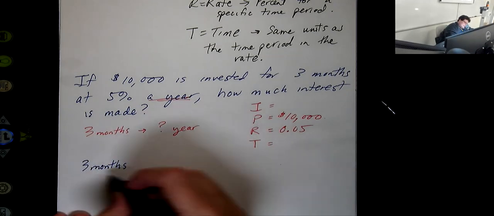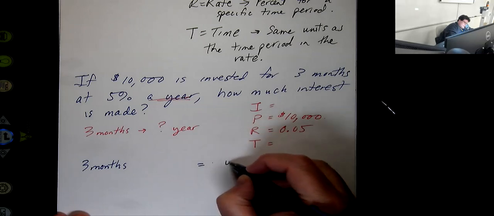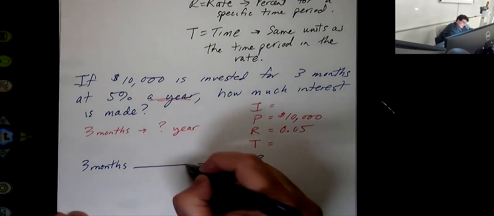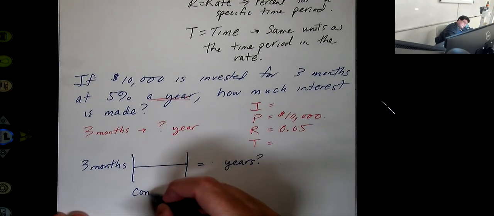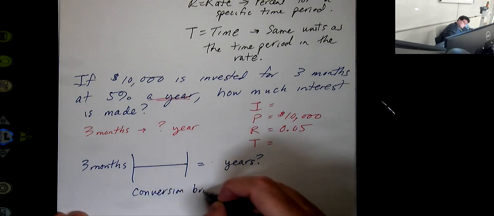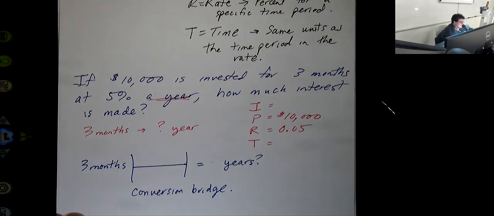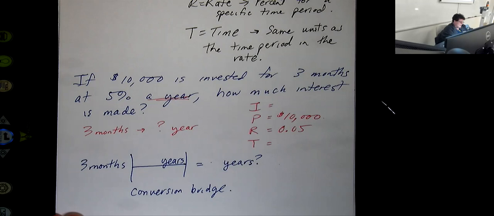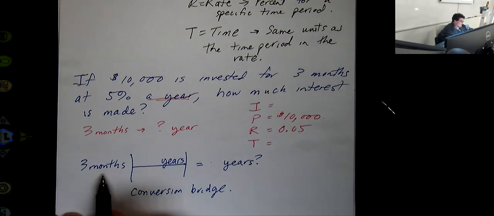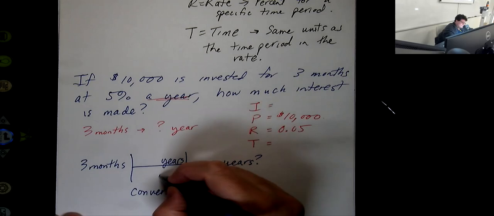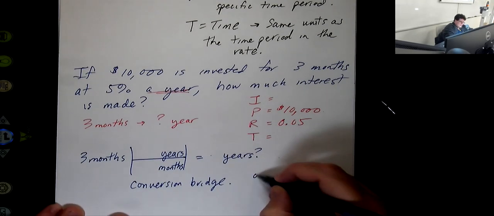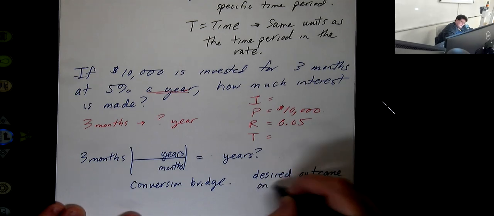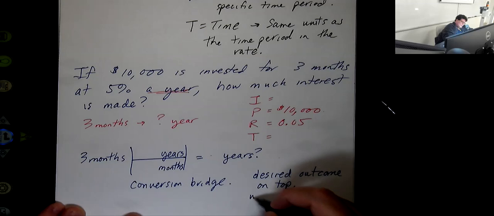If I want to convert 3 months and end up with a value in years, there is a ratio, and I call this the conversion bridge. I want to end up with years, so I want units in years on top. What I want to get rid of goes on the bottom. So desired outcome on top, and what we are dumping on the bottom.